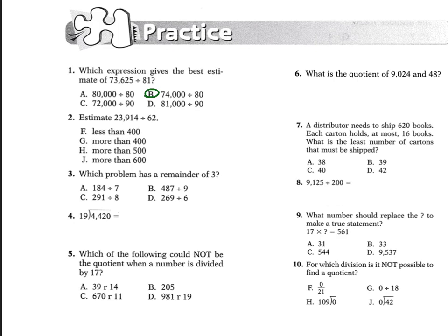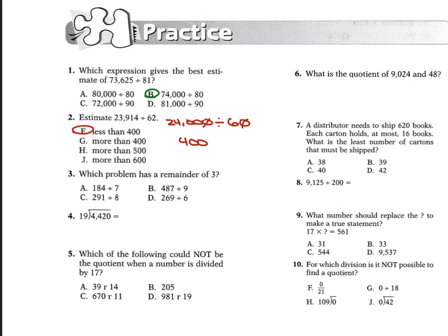For 2, it says estimate 23,914 divided by 62. Well, I'm going to estimate this to be 24,000 divided by 60. Well, 24,000 divided by 60 is the same thing as 2,400 divided by 6, which would give us 400. Now, am I going to be higher or lower than this? I would think I'm going to be lower, but I'm going to double check this with my calculator. So 23,914 divided by 62 is in fact lower. So this is going to be less than 400.